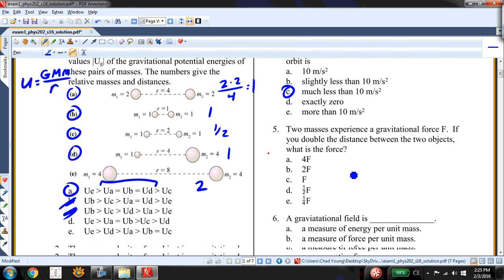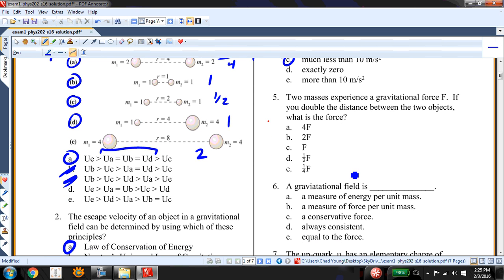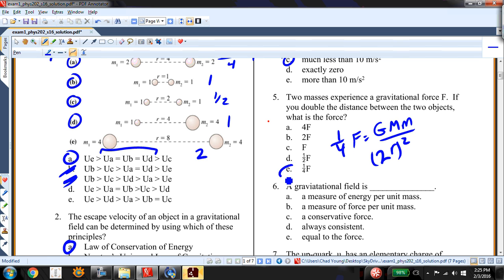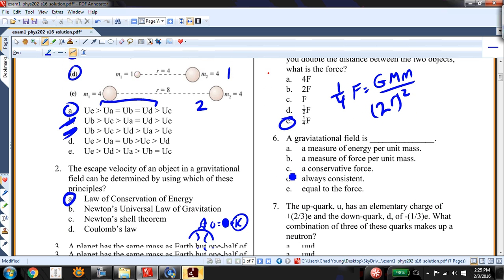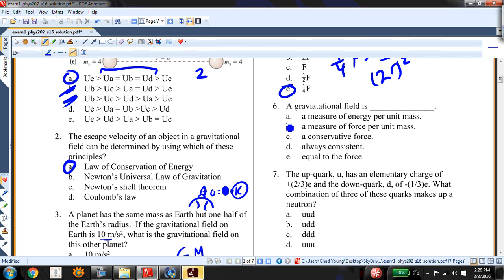Two masses experience a gravitational force. If you double the distance between the objects, what is the force? Well, this is GMm over r squared for the force. This is Newton's universal law of gravitation. If I double this distance, that means I quarter the force, so 1/4. A gravitational field is a measure of force per unit mass. Sorry, that A should not be there.